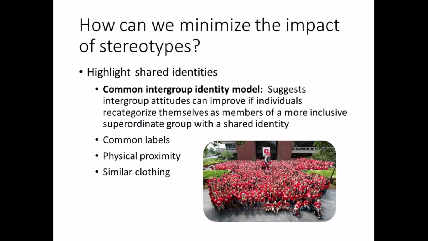The common intergroup identity model says intergroup attitudes can improve if individuals recategorize themselves as members of a more inclusive, superordinate group with a shared identity. Instead of us versus them, it's we. One way of doing this is to create a common label for the overarching group.